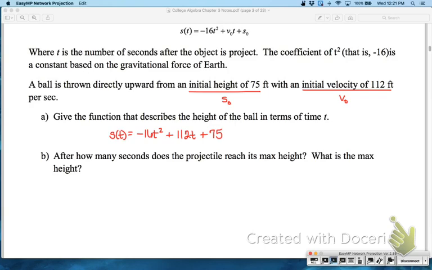So now we can use that function to go ahead and answer some other questions. So the first question that we could ask is, after how many seconds does the projectile reach its max height? And what is the max height?